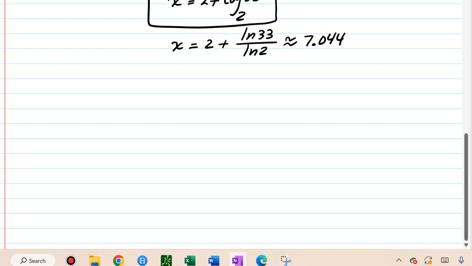And again, for exponential equations, I don't really check them. Only for logarithmic equations, I check them. Let's take a look at another kind of exponential equation.